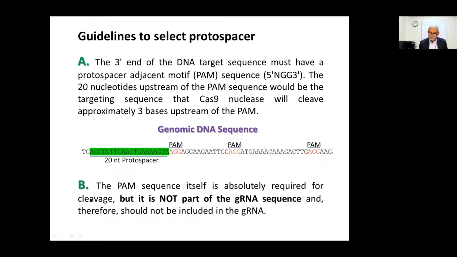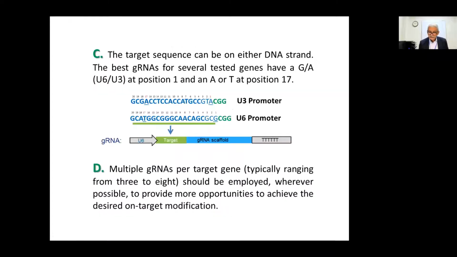The second rule was the PAM sequence itself is absolutely required for cleavage, but it is never a part of gRNA. So what we include in the gRNA towards the CRISPR region is this protospacer, which is 20 nucleotides upstream to the PAM site. We don't include the PAM site inside this protospacer. We just take the 20 nucleotides upstream to the PAM site. This was the second rule that we learned.